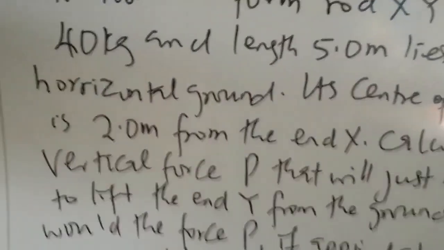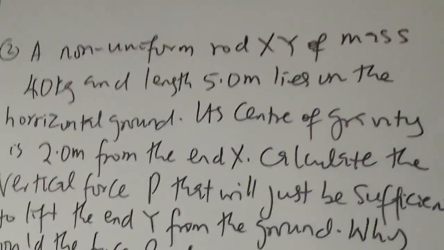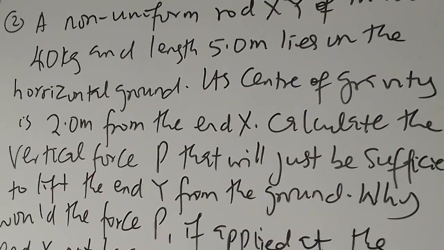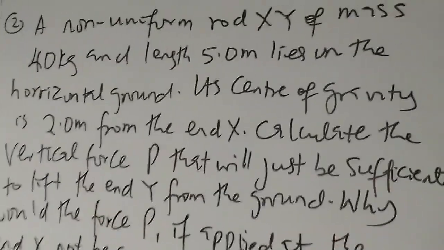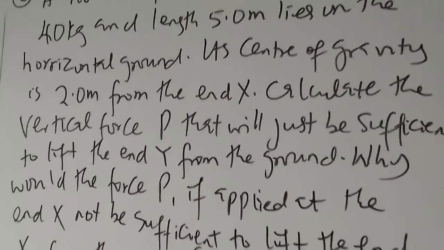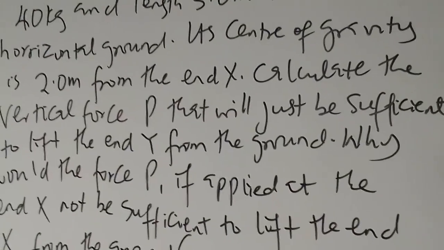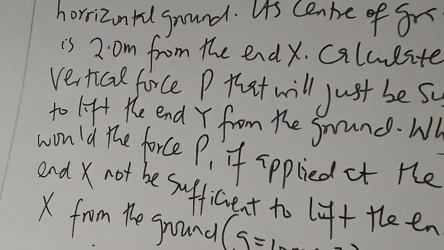So we'll go back to number two problem down there. Number two says a non-uniform rod SY of mass 40 kg and length 5.0 meters lies on the horizontal ground. Its center of gravity is 2.0 meters from the end S. Calculate the particle force P that will just be sufficient to lift the end Y from the ground. Why? There's a confusion there.